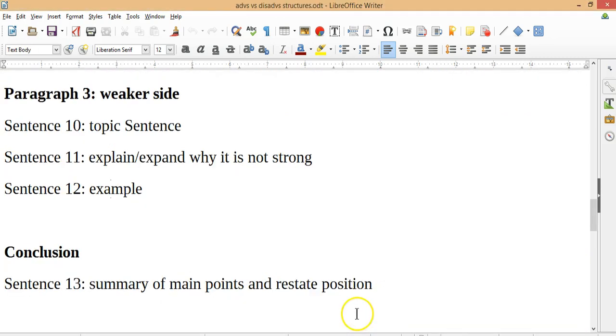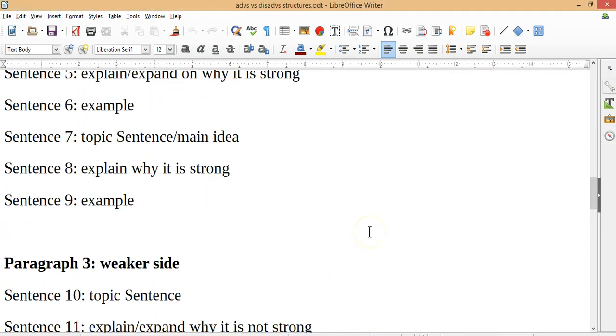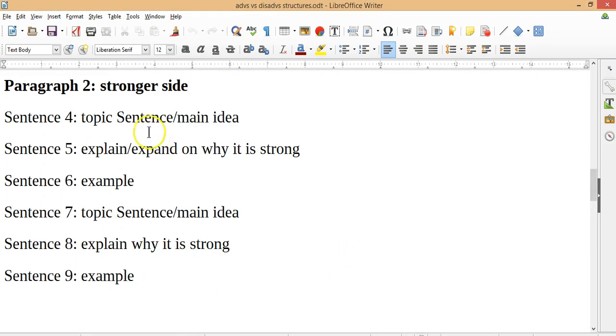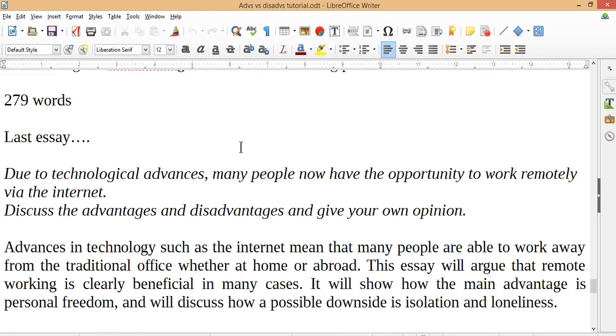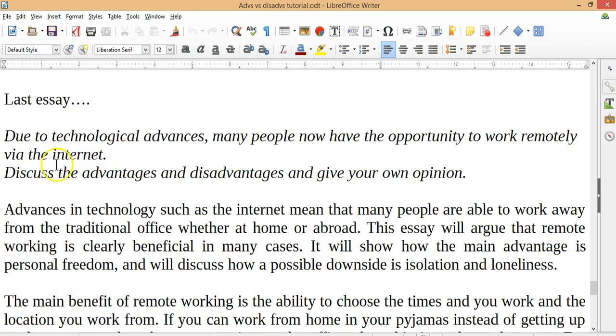Now, again, this is a more complicated one because we have to explain a little bit more, because we have to show why this is a stronger side and why this is a weaker side. So let's have a look at the third and final essay. This is the discuss the advantages and disadvantages and give your own opinion.